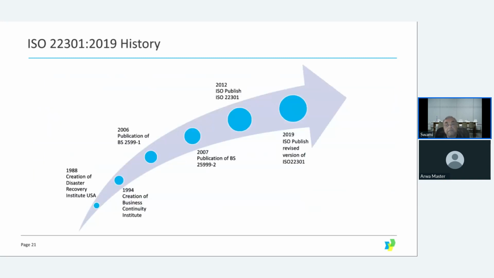Now, coming back to the history, in 1988 the Disaster Recovery Institute was set up in the USA, and in 1994 the Business Continuity Institute was formed. The first publication of BS 25999-1 was done in 2006, and in 2007 BS 25999-2 was published. ISO first released its 22301 version in 2012. After 7 years, they revised 22301 and published it in 2019.